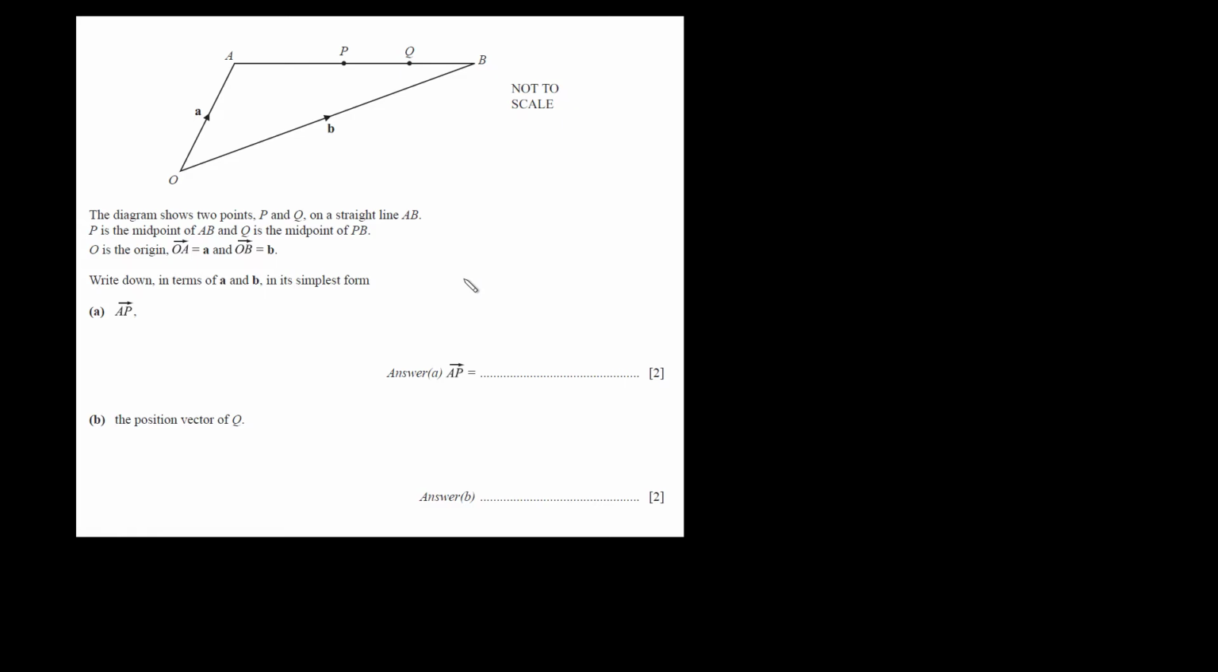your fourth question. The diagram shows 2 points P and Q on a straight line AB. Okay, P is the midpoint of AB and Q is the midpoint of PB. Okay, so if we were to break this down, how many parts should we break it down into? Let's just say right now there is half of half.